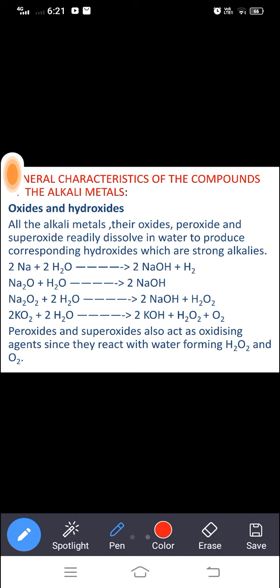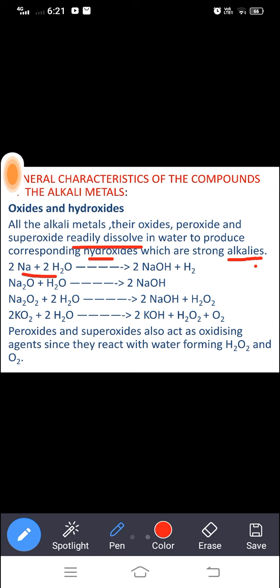So here, all the alkali metals, their oxides, peroxides and superoxides, will readily dissolve in water to produce the corresponding hydroxides, which are strong alkalis. We know that when a metallic hydroxide is soluble in water, we can call it an alkali. So this we already discussed.